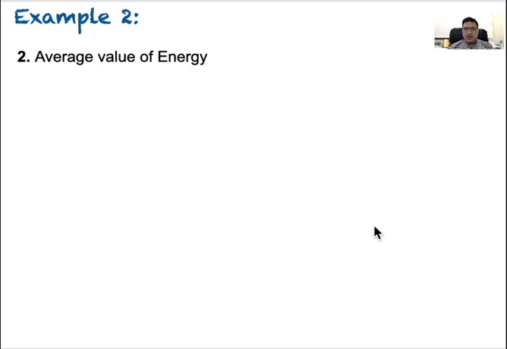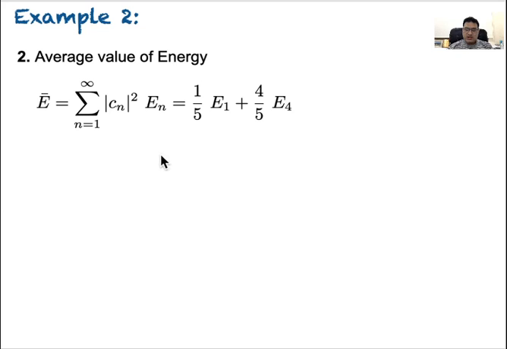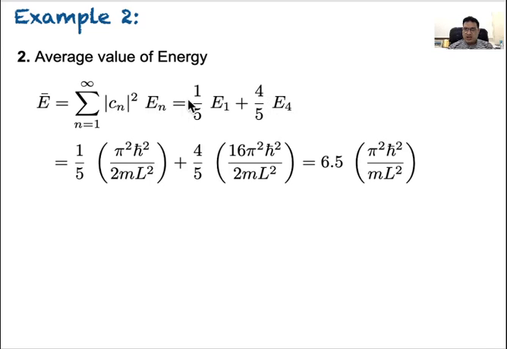Okay, now let's estimate the average energy. We have seen the expression for average energy. We know that Cn square for the first case is 1 over 5, so we have 1 over 5 E1 plus 4 over 5 E4. So this is going to be the average energy. Now we can substitute the value of E1 and E4. This is the value of your E1 and this is the value of your E4, and when you add them, it comes out to be this one.